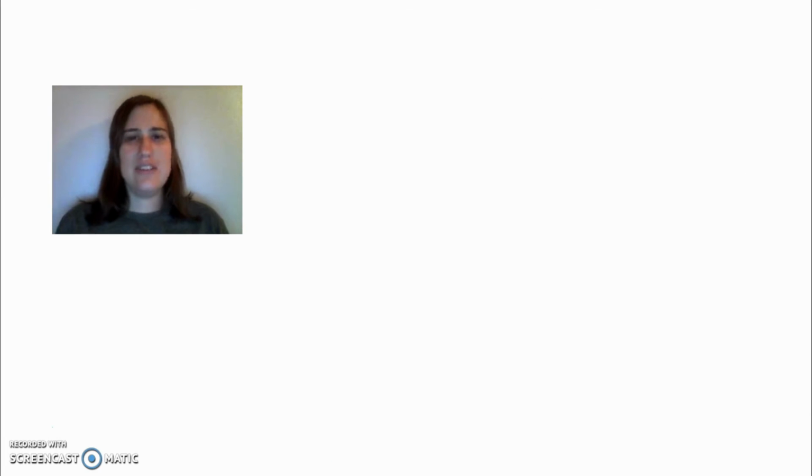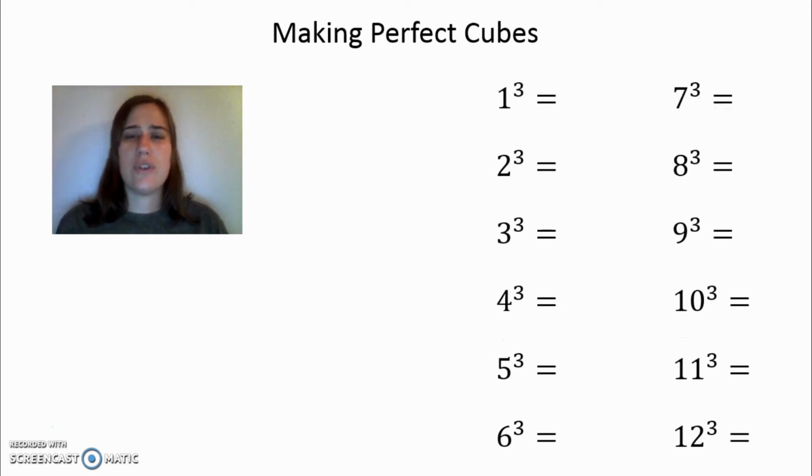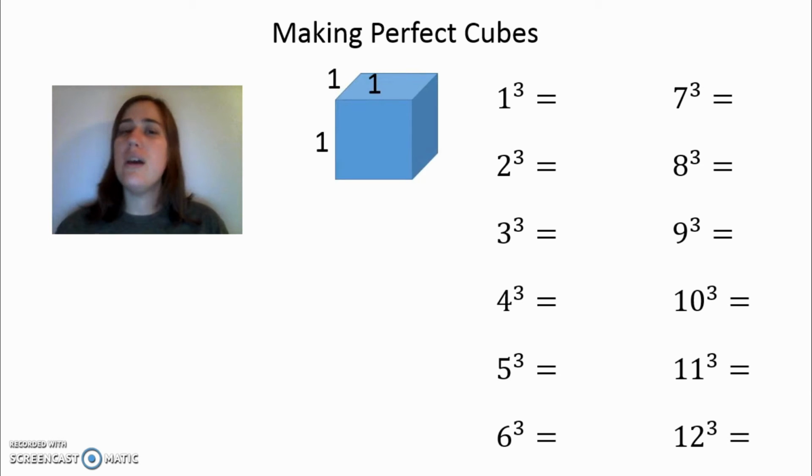The next section is making perfect cubes. So here are the first 12 natural numbers, and we are going to cube all of them this time. So it's kind of like squaring, but squaring was 2-dimensional, and now we are 3-dimensional. So now we're pretending we have a cube and all of the sides are 1.